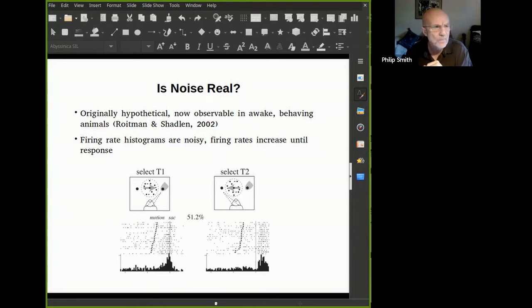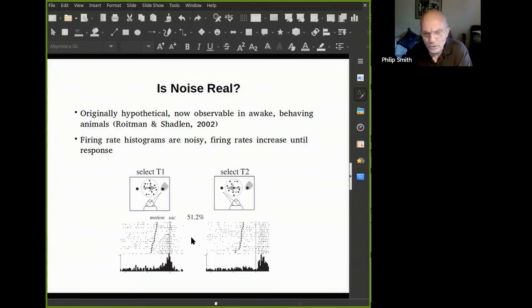And the technology to record neural activity in awake behaving animals only matured a little bit later. So these are some classic data from Reutemann and Shadlin of monkeys making eye movement decisions in the random dot motion task, much beloved of neuroscientists. The task, as you probably know, involves presenting a cloud of randomly moving dots, some proportion of which move coherently, and the monkey's task was to make a saccadic eye movement to the right or left, indicating the decision about the direction of coherent motion.